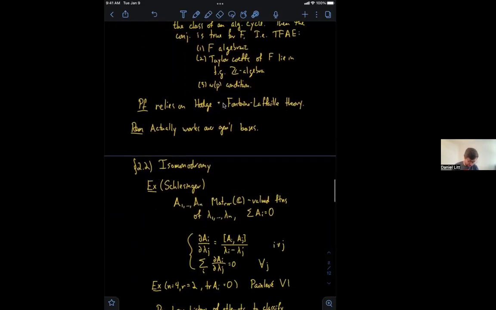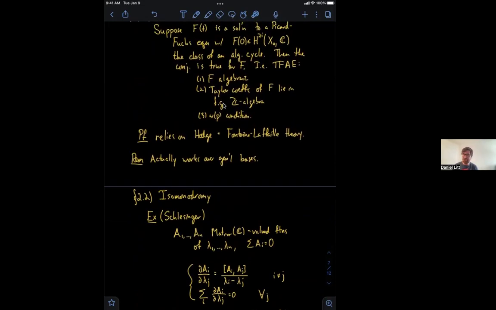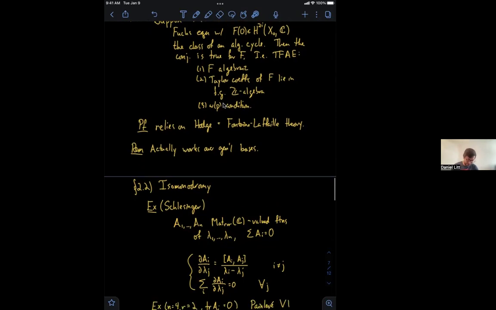Here's an example of an isomonodromy differential equation. It's called the Schlesinger system, and he wrote this down in 1912. You take a bunch of matrix-valued functions, A1 through An, of n complex variables, lambda 1 through lambda n, and I'm going to impose the condition, just for convenience, that their sum is 0. I'll explain what this means in a bit. Here's a differential equation you can write down. You have the same number of matrices and variables. If you take the derivative of the ith matrix-valued function with respect to the jth variable, and i is not j, you get this.